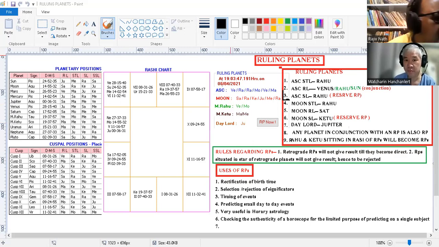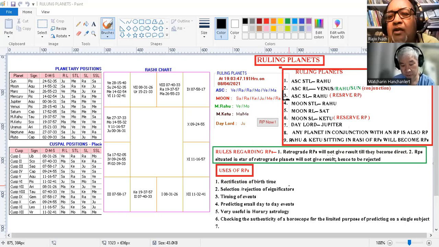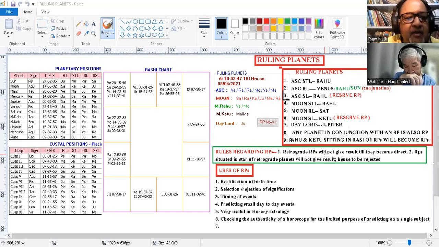Can you read in the middle? Ruling planets at 190347 are some hours at the place, at Ranchi. So now, how many ruling planets are there? On this right-hand side, I have given ruling planets. Number one is ascendant star lord. STL means ascendant star lord. And on the left side table, you see the cuspal positions here.